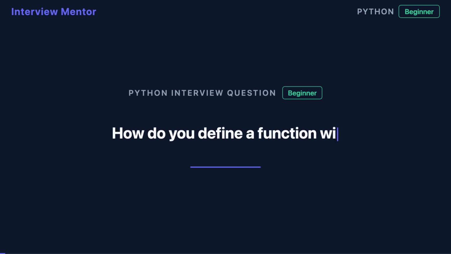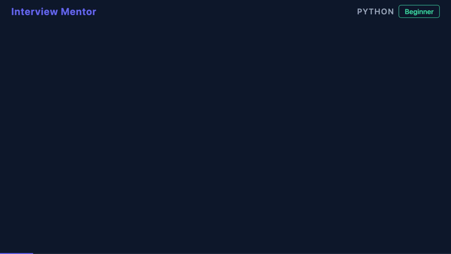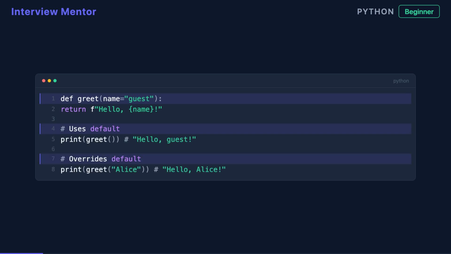Default arguments in Python seem straightforward until you hit the mutable default trap that can silently corrupt your data. Let's see how to use them correctly. To define a function with default arguments, assign a value directly in the parameter list using equals. For example, def greet with name equals guest sets guest as the default.